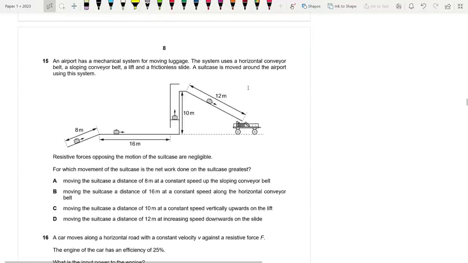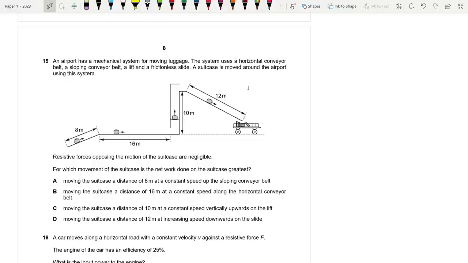Okay, moving on. Question 15. An airport has a mechanical system for moving luggage. The system uses a horizontal conveyor belt, a sloping conveyor belt, a lift, and a frictionless slide. A suitcase is moved around the airport using the system. Resistive forces opposing the motion of the suitcase are negligible. For which movement of the suitcase is the net work done on the suitcase greatest?